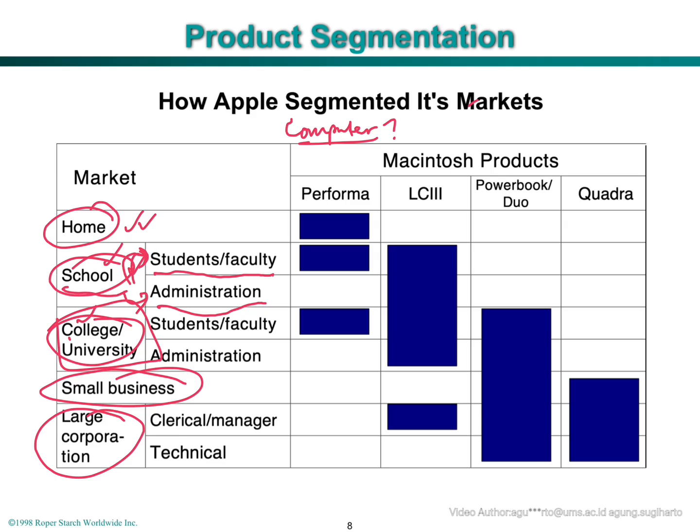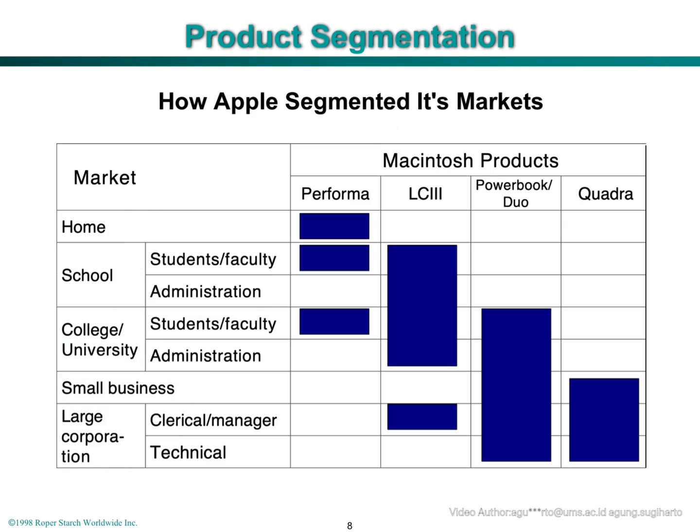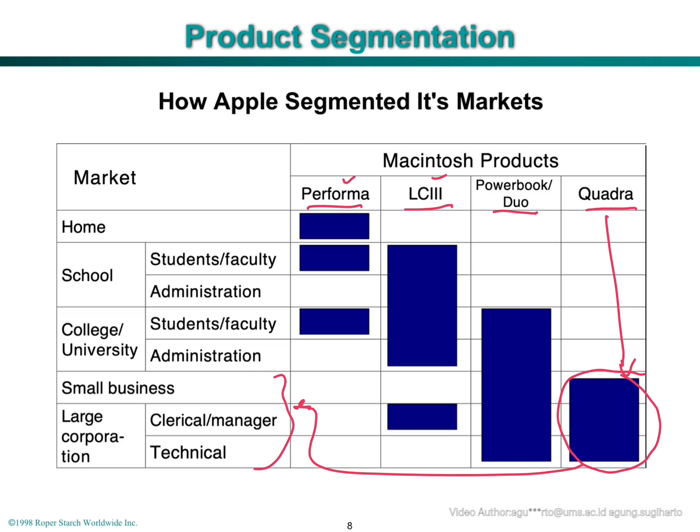And they produce five classes of product: Performa, LC3, PowerBook Duo, and Quadra. The specification of each product is developed to serve the segment that they chose. Quadra is for small business and large corporation. Power Duo is for college, small business, and large corporation.